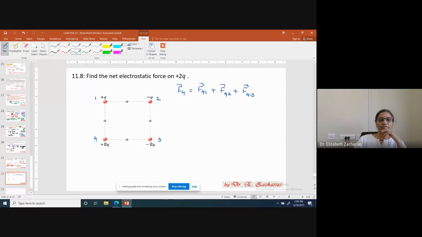What will be the direction of F41? Will it be attractive or repulsive? Repulsive. Okay. So this is going to be F41. Next, F42. F42 will act along the diagonal. Will it be attractive or repulsive? What happened to the girls today? Nobody's talking. Attractive, because they are opposite signs. So they are going to be attractive.